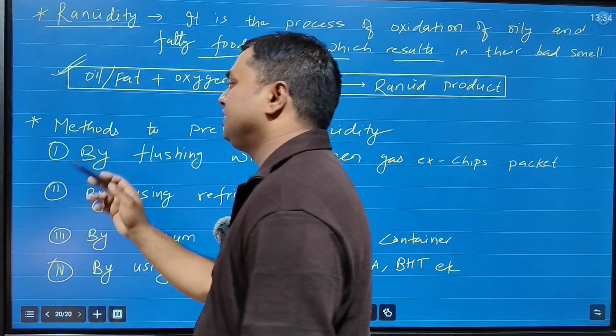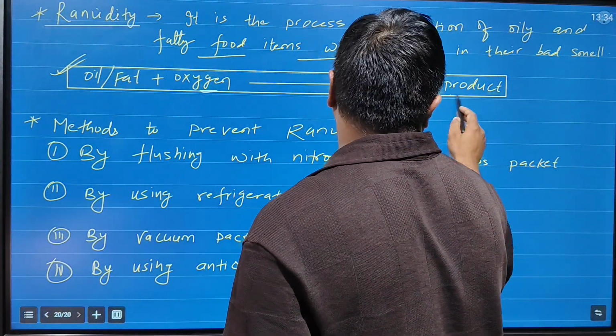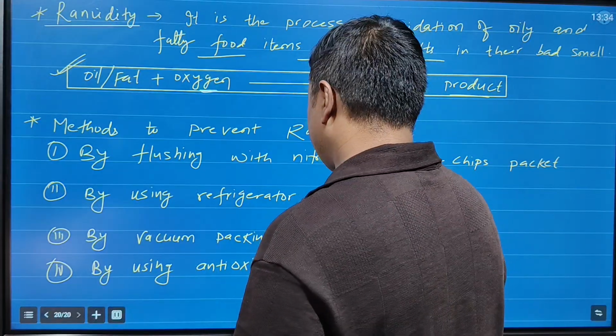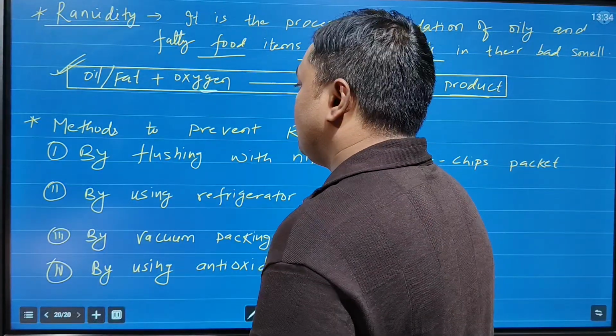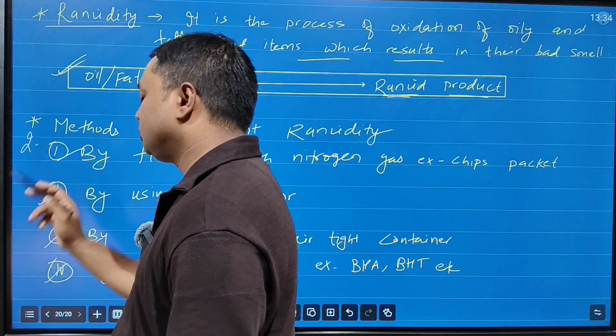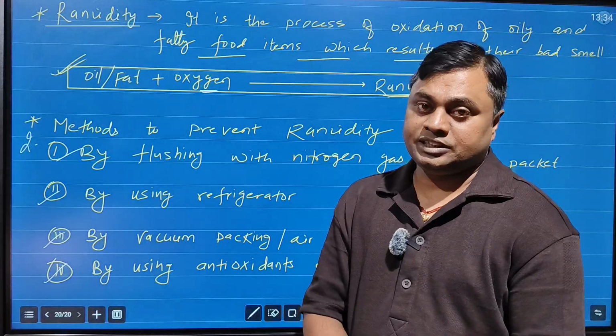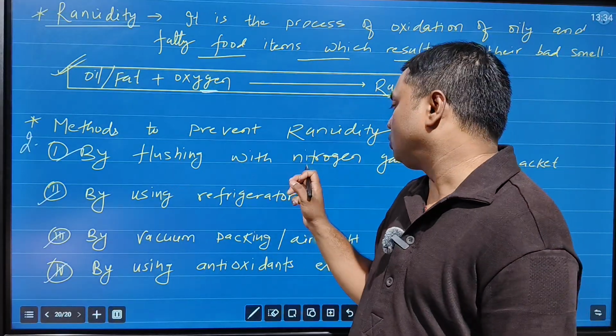The equation we can also write in this form: oil or fat plus oxygen gives you what? Rancid product. This one. How can we prevent rancidity? This question may be asked for 2 to 3 marks. There are certain methods by which we can prevent this rancidity. First one, by flushing with nitrogen.